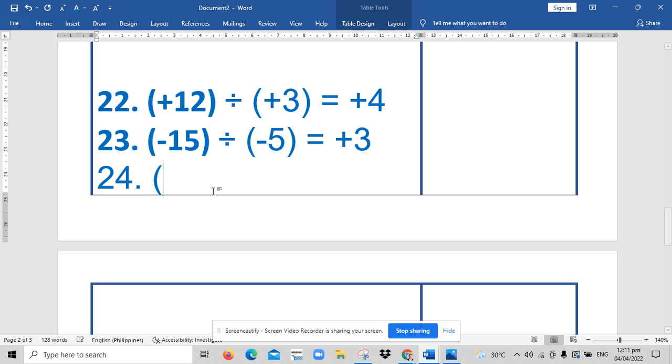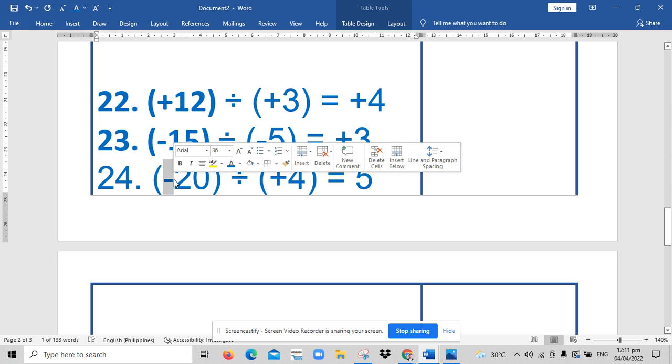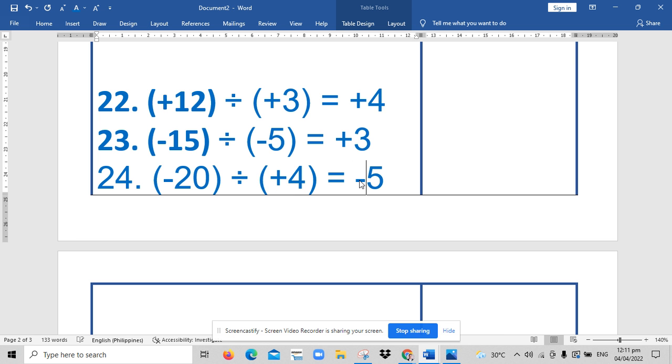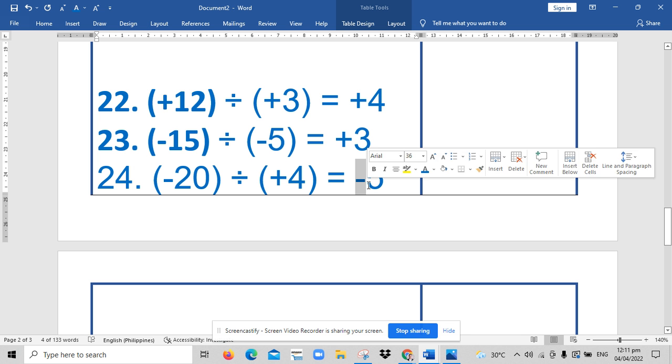Let's have another example. Now, what if we have different integers or different signs? For example, negative 20 divided by positive 4. So we will just simply divide 20 by 4. The answer is 5. And then when we divide integers with different signs, negative divided by positive, the answer is always negative. So as you can see, if the signs are different, the sign of the answer is always negative.